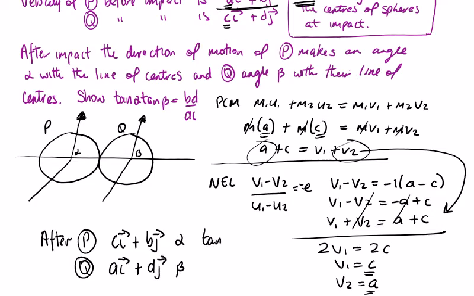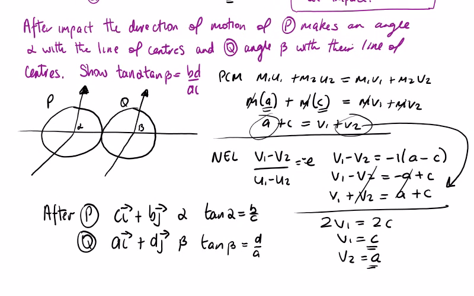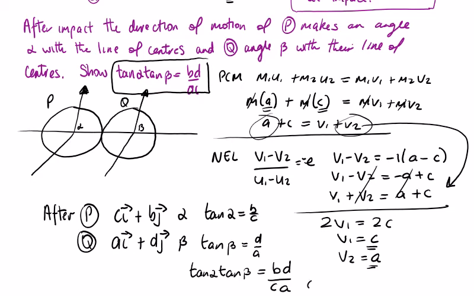So the tan of alpha is B over C. The tan of beta is D over A. So tan alpha tan beta is equal to B times D over C times A, and hopefully that's what they were looking for. BD over AC, or CA, same thing. So quod erat demonstrandum: you have demonstrated what was to be proven.